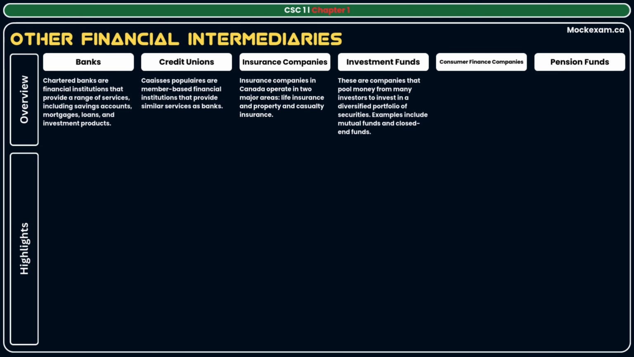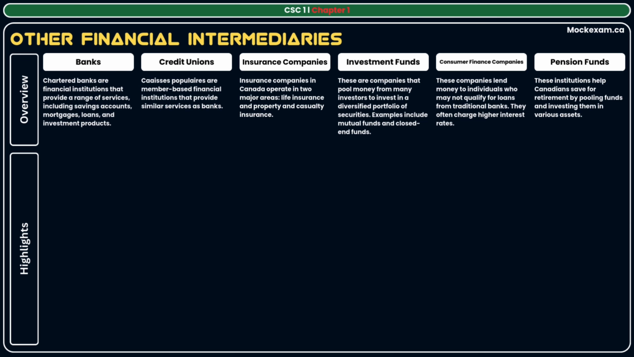Then we have consumer finance companies. These companies lend money to individuals who may not qualify for loans from traditional banks. They often charge higher interest rates. And finally, pension funds. These institutions help Canadians save for retirement by pooling funds and investing them in various assets. Now let's get to highlights and key points of banks, credit unions, and insurance companies.